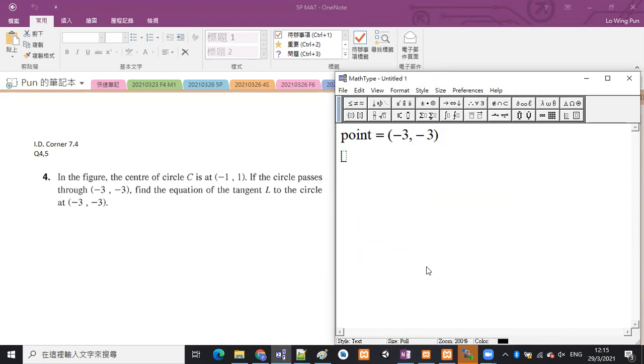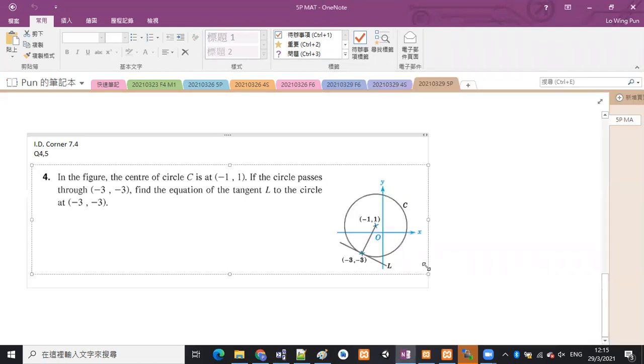And then do we have the slope? Do we know the slope of line L? The slope of line L is not given directly, and we do not have 2 points on L. If we had another point, we could use y2 minus y1 over x2 minus x1 to calculate the slope. But no, we do not have the second point. So what do we have now?